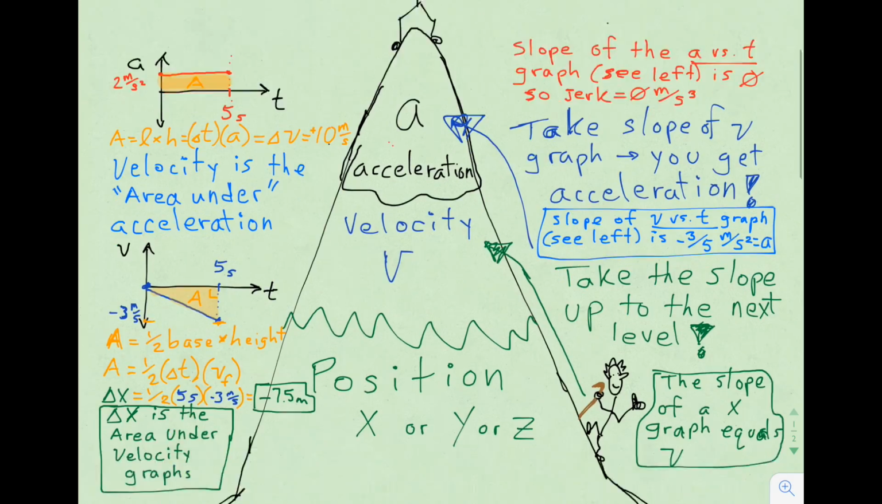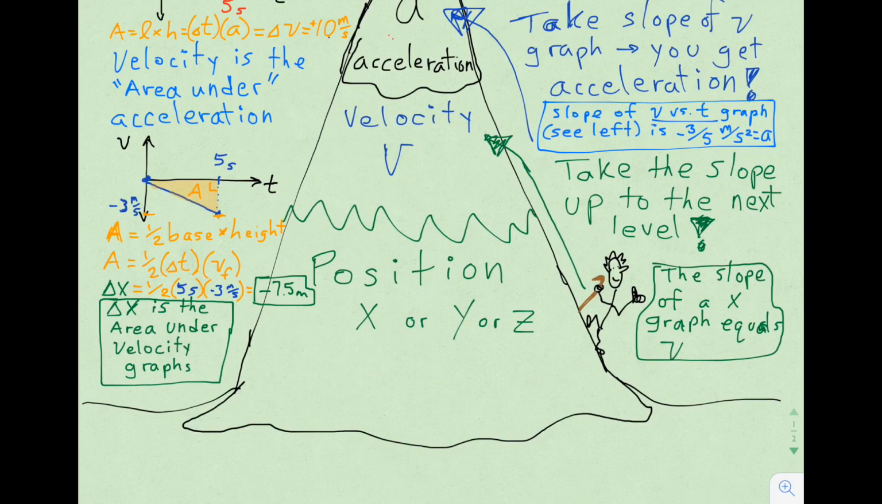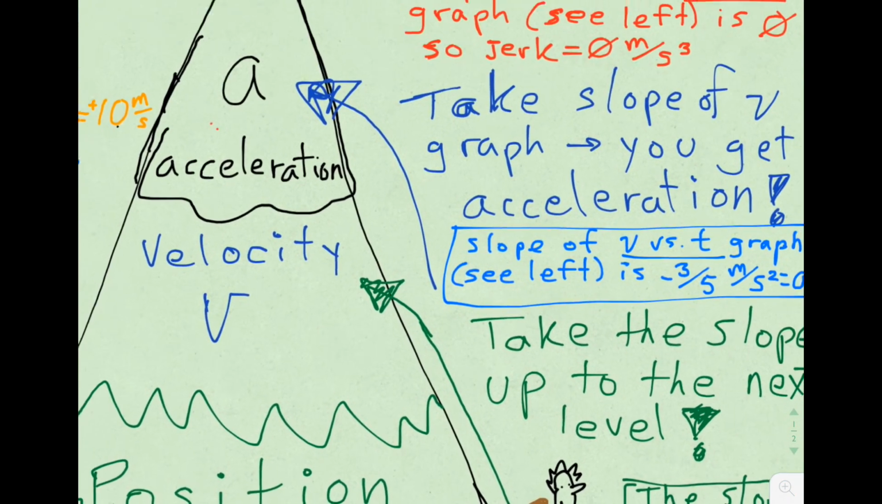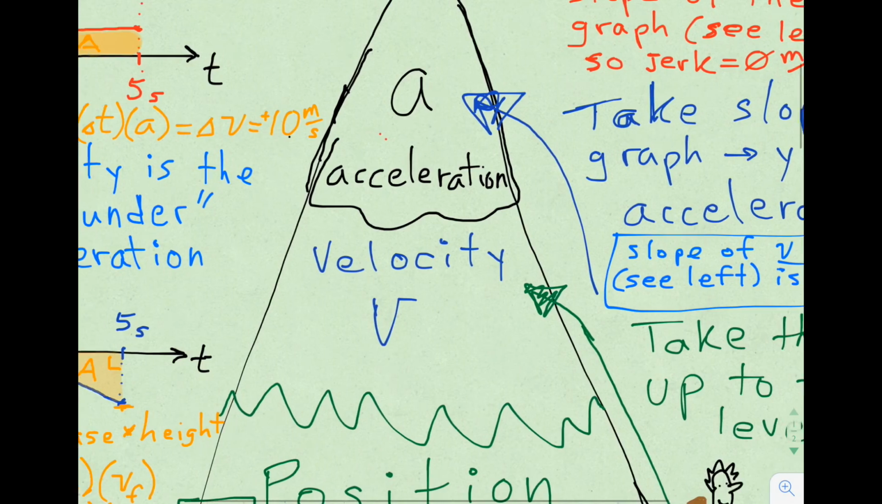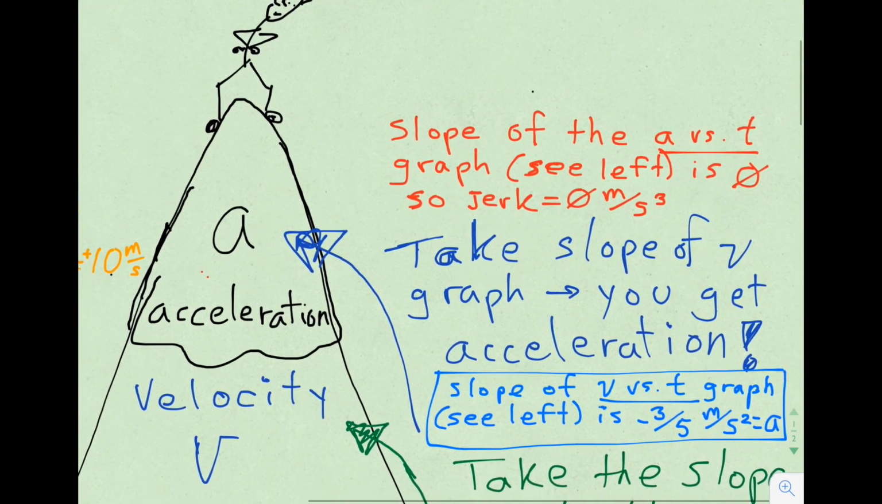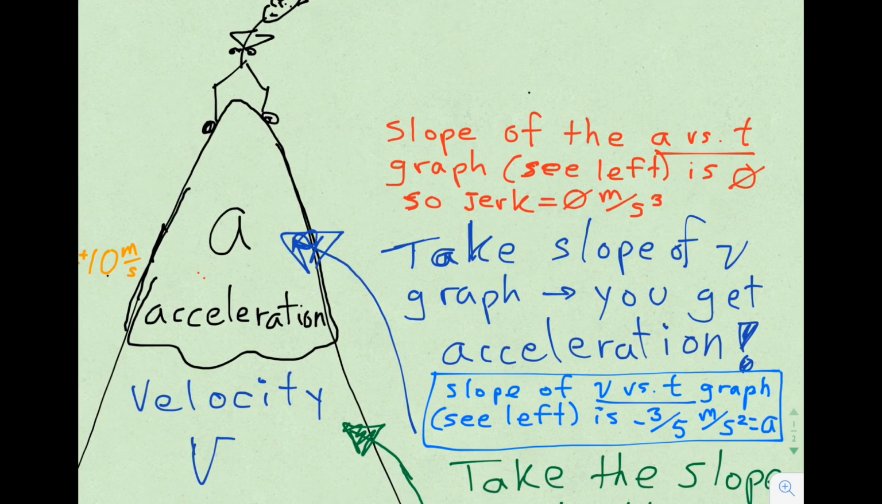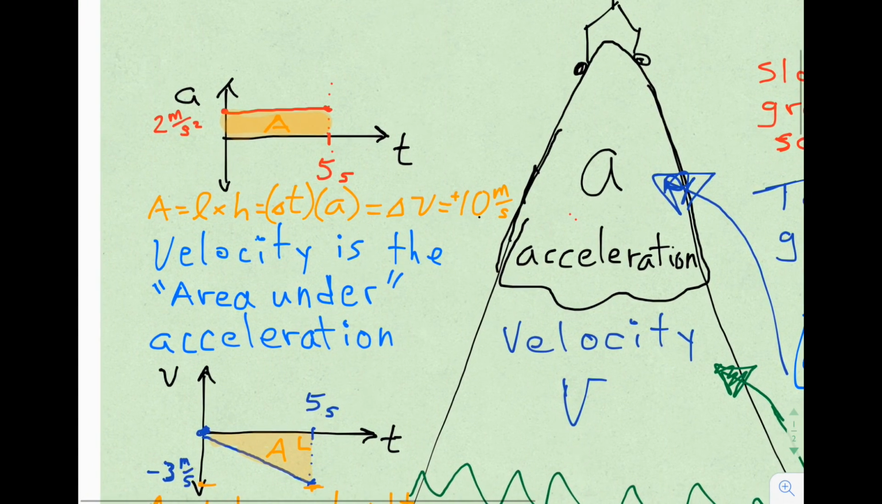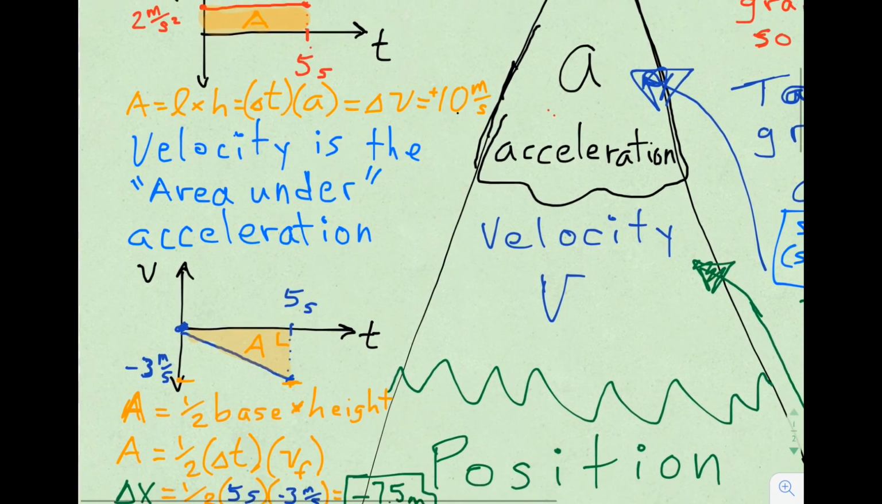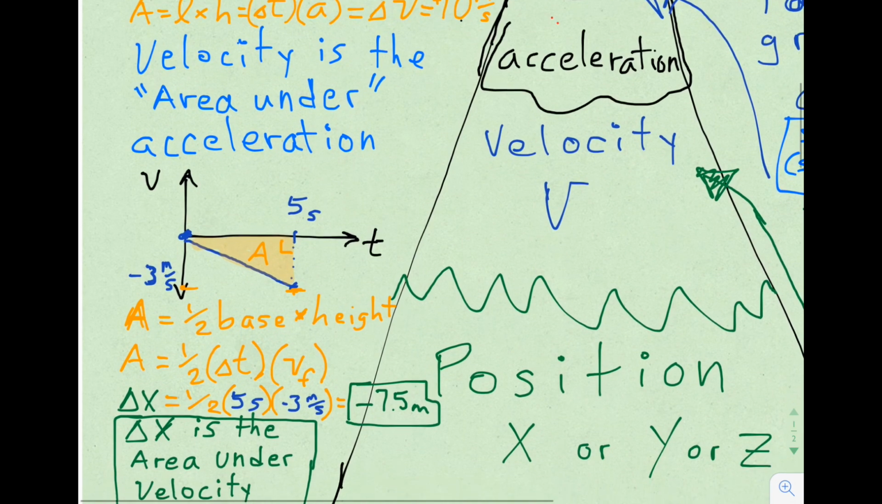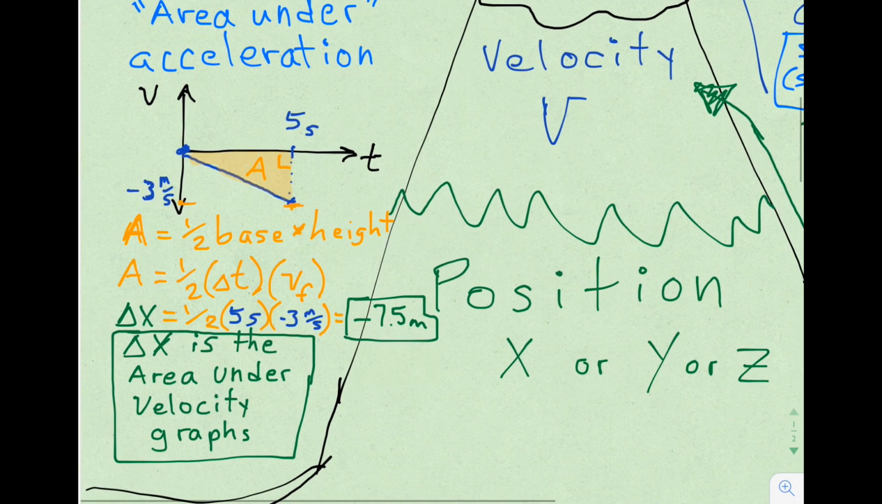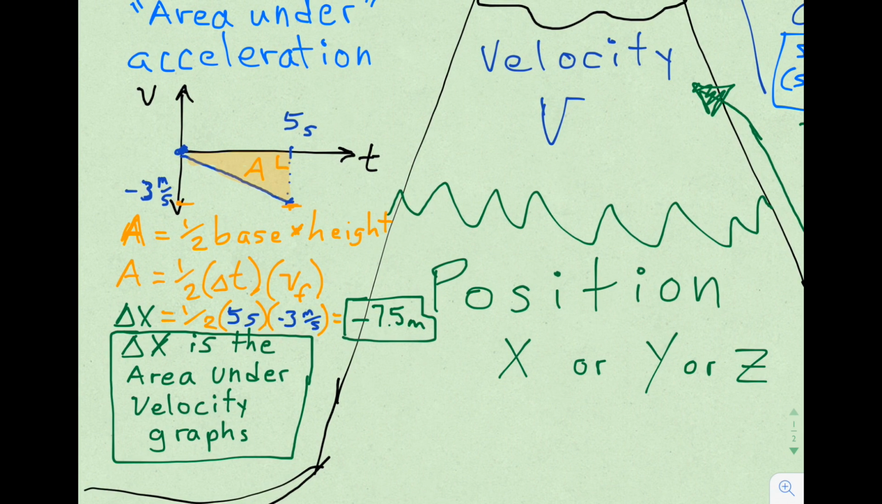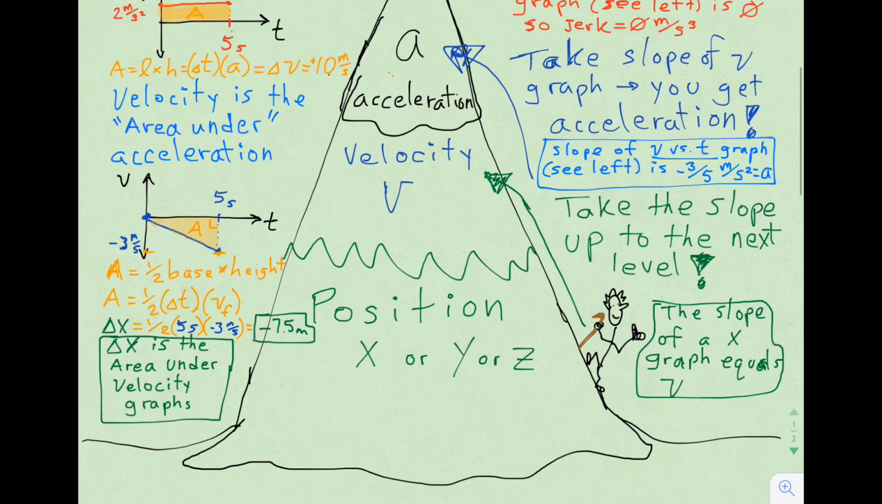Alright, time for review. If we graph position versus time and you take the slope of that, you will get velocity. If you graph a velocity versus time graph and you take the slope of that, you will get acceleration. If you have an acceleration versus time graph, you can find the area underneath that curve to get your change in velocity caused by that acceleration. And if you have a velocity versus time graph, you can find the area underneath that curve to find your change in position caused by your velocity. Change in position is also called displacement.